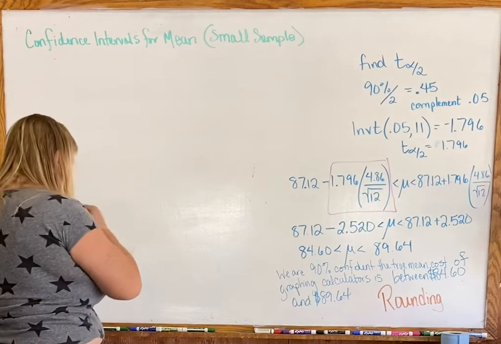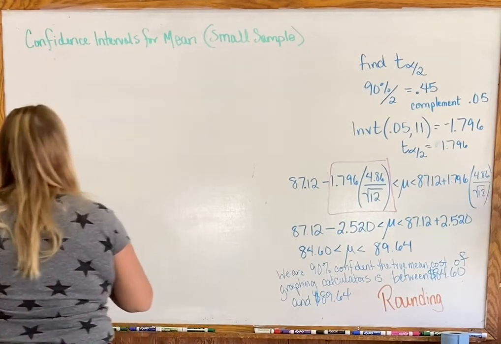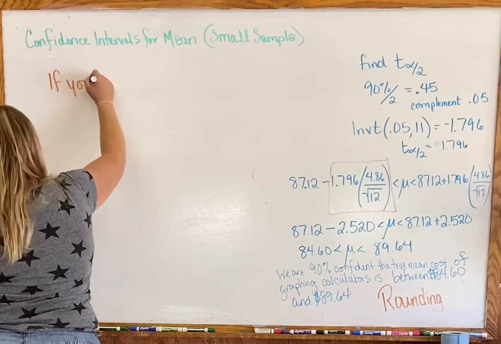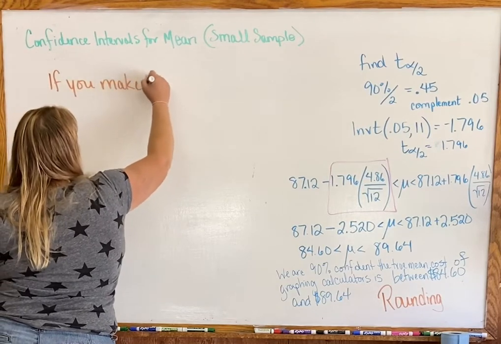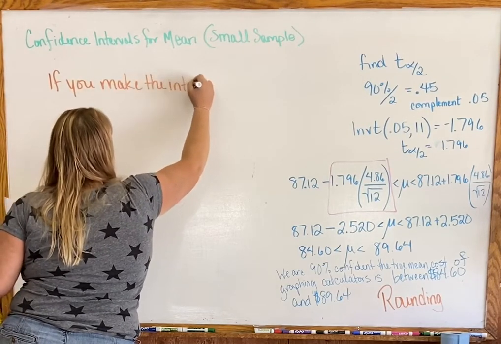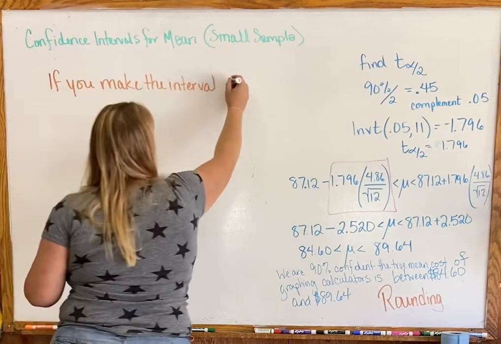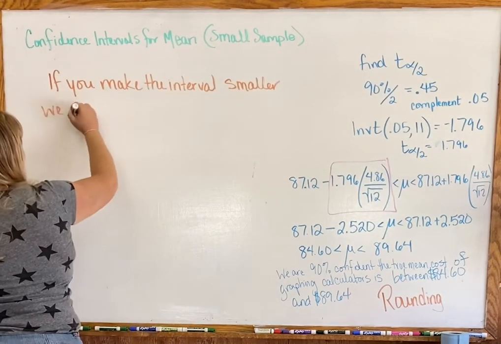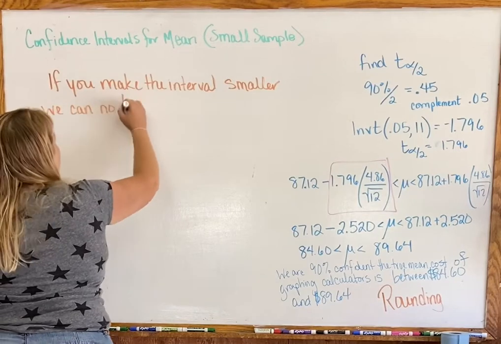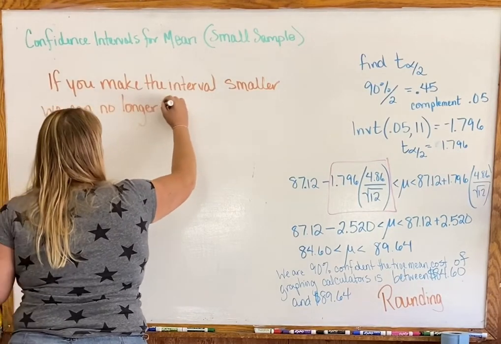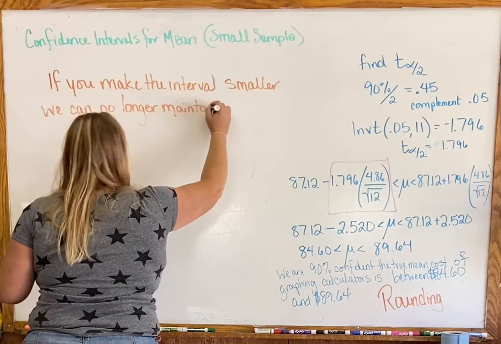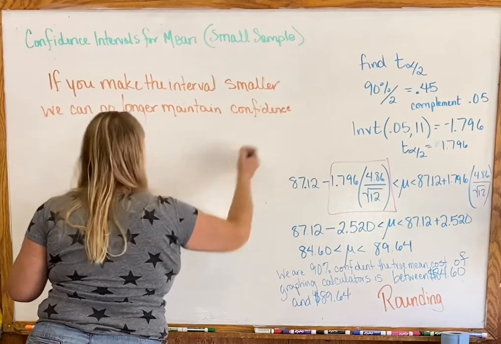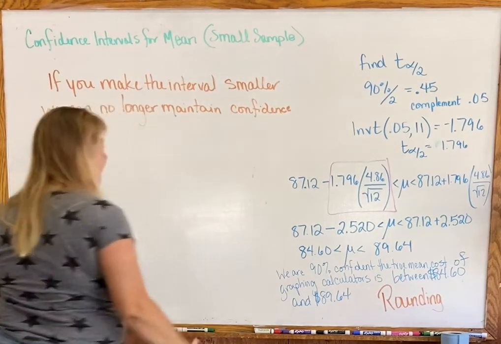Basically, written out here is what we just said. If you make the interval smaller, we can no longer maintain confidence, which is bad. You do not want to say you're 90% confident when you're not.